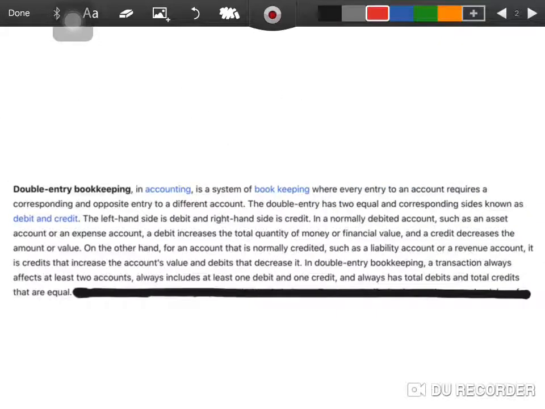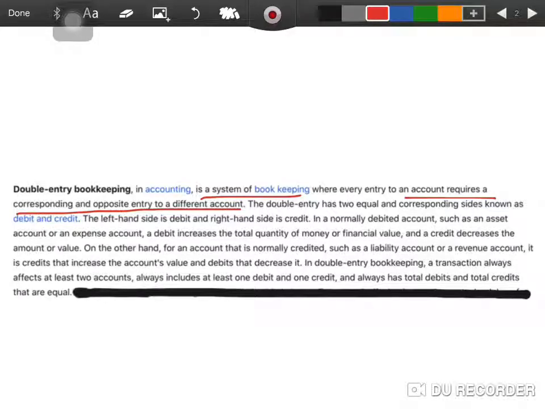So what is double entry bookkeeping? In accounting, it is a system of bookkeeping where every entry to an account requires a corresponding and opposite entry to a different account. So if you make one entry to one account, there is going to be another entry in another T account as well. That is what is meant by double entry. That is why you call it double entry.